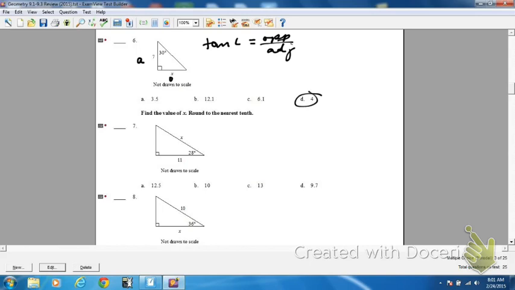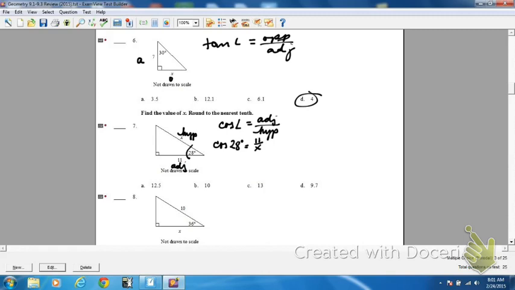Number 7, this time we have some different sides, not just the legs. So we've got our angle. 11 is the adjacent side, and x is the hypotenuse. So I'm going to use whatever the function that uses adjacent and hypotenuse, which is cosine. Cosine of an angle is adjacent over the hypotenuse. And so cosine of 28 degrees is 11 over x.